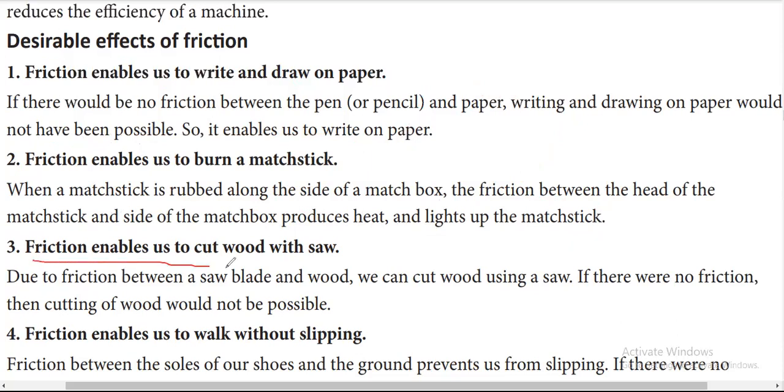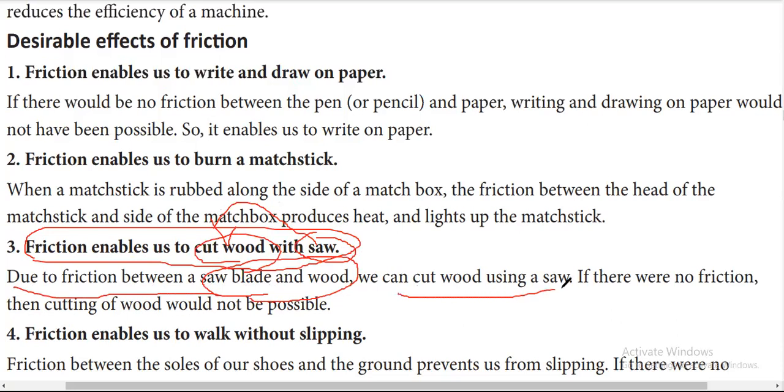The next point, friction enables us to cut wood with a saw. Yes, it is also an example of a desirable effect and it is used for our work when we want to cut wood with a saw. Here friction plays an important role. Because of friction, the saw cuts the wood. Due to friction between the saw blade and the wood, we can cut wood using a saw. If there is no friction, then cutting of wood would not be possible.